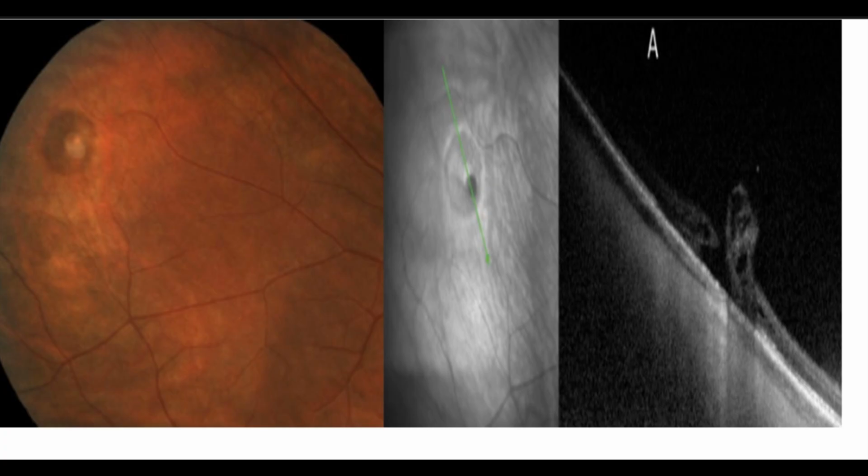Let us see some more examples here. So you can see this is a hole, and over here is the operculum. You can see over here this is the hole, and this part is the lifted off area of the retina, which is now acting as a lid to that hole, known as the operculum.